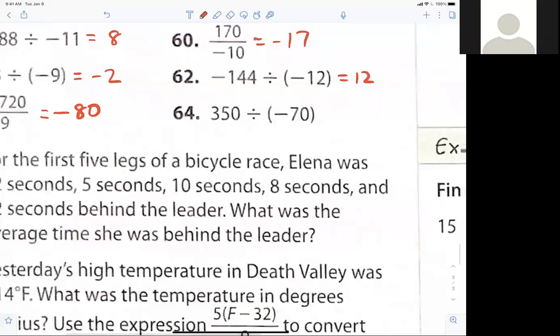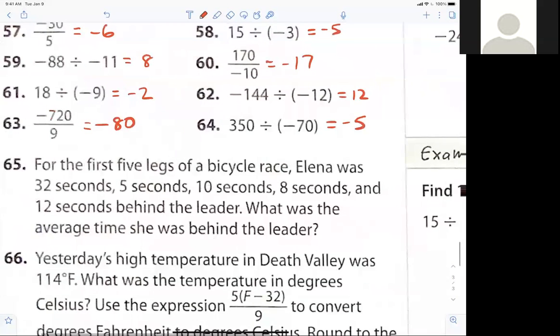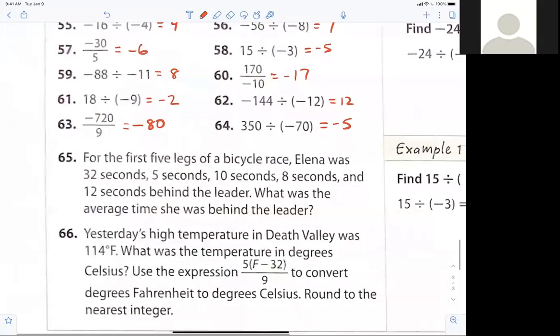Sorry, Austin, I called you Aiden. 64. -5. -5. Thank you. Okay, anybody have any doubts about that? All right, Maggie, let's go.